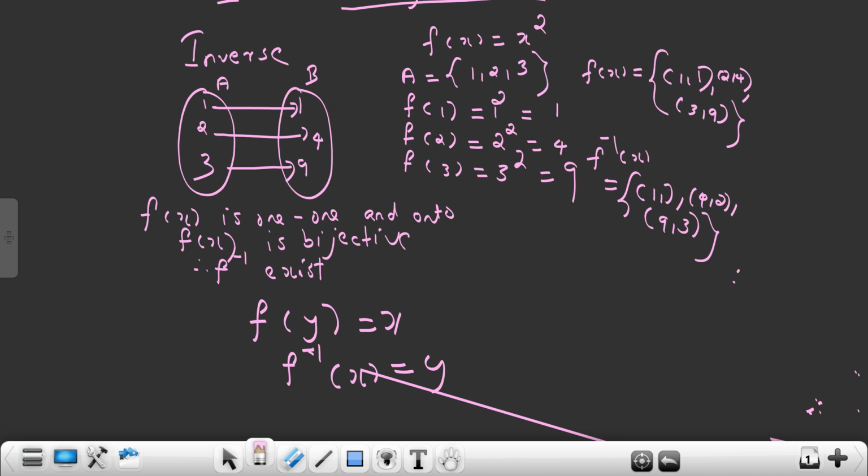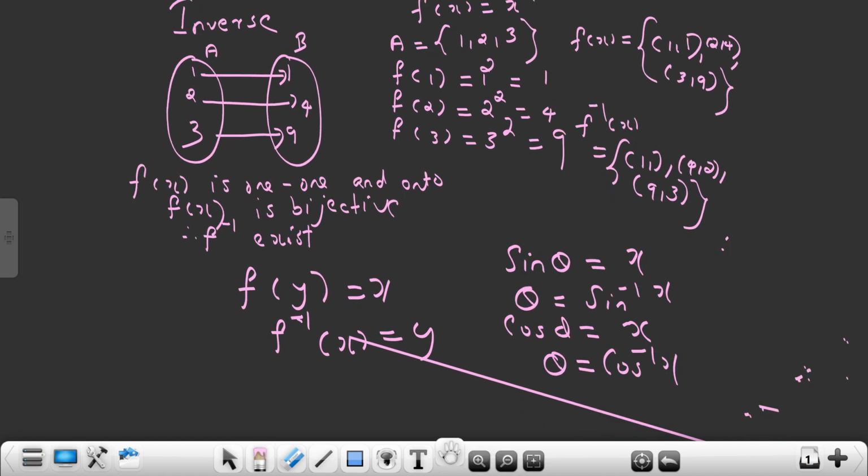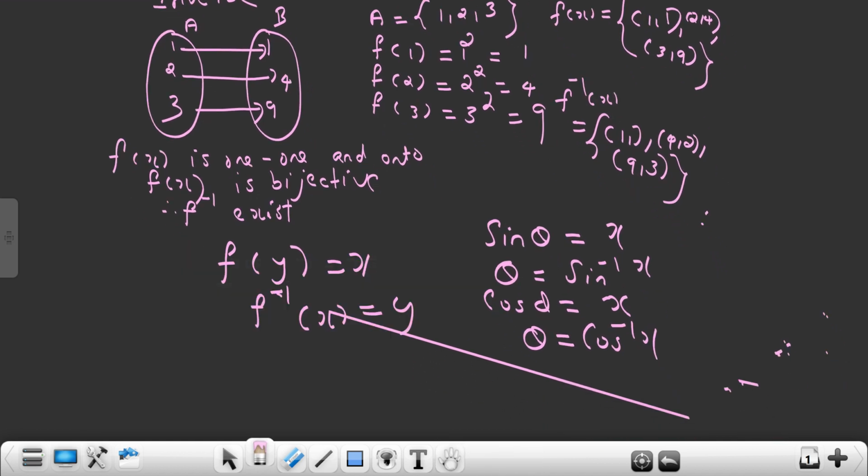Now let's come to the actual topic of inverse trigonometric functions. Let us assume sin theta equals x. Then what is theta? Sin changes to sin inverse. Theta equals sin inverse x. Then cos theta equals x, so theta equals what? Cos inverse x. Okay. Tan theta equals x, then theta equals tan inverse x.